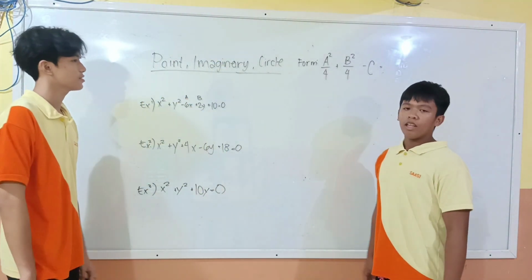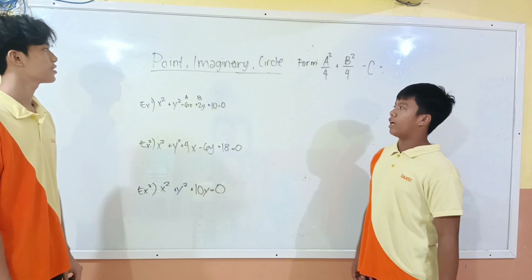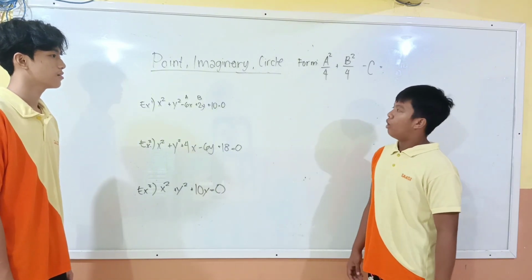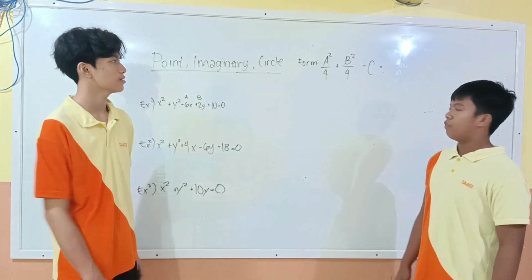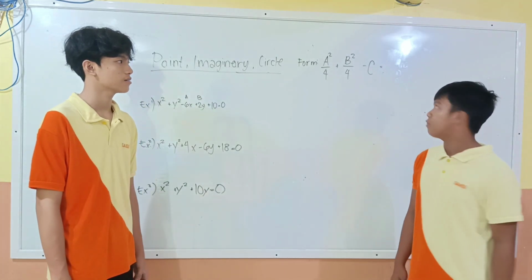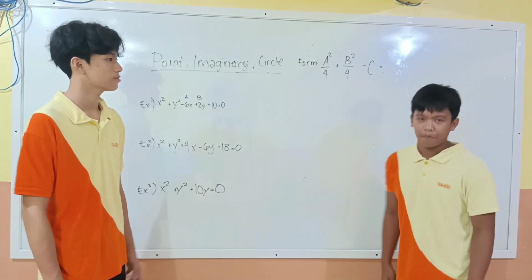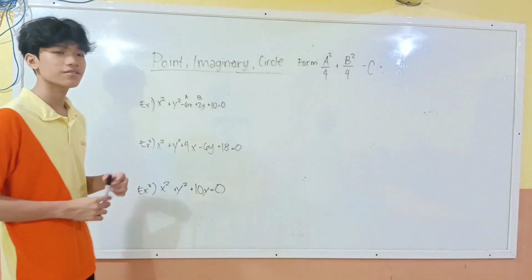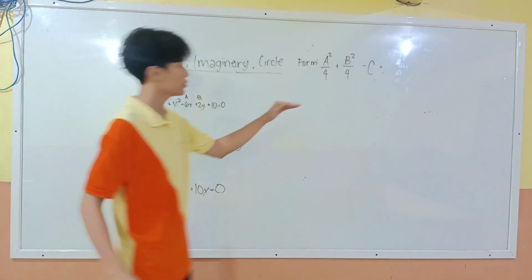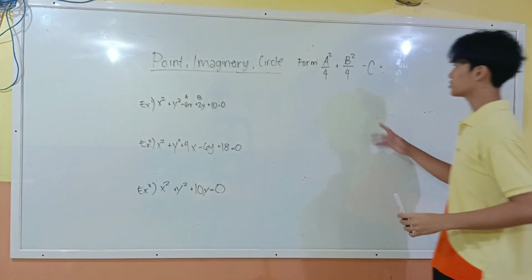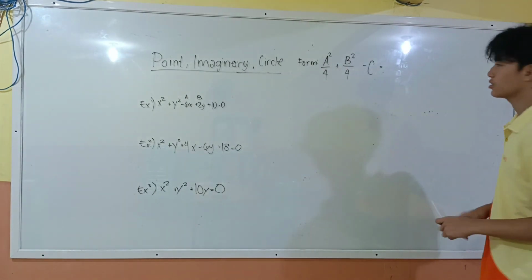To determine if an equation is a point circle, imaginary circle, or circle, the formula is a squared over 4 plus b squared over 4 minus c. So here we have some examples. So we can try this. So the formula is a squared over 4 plus b squared over 4 minus constant.